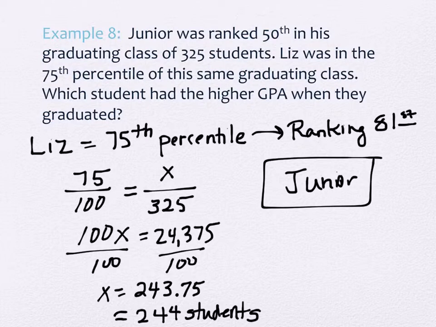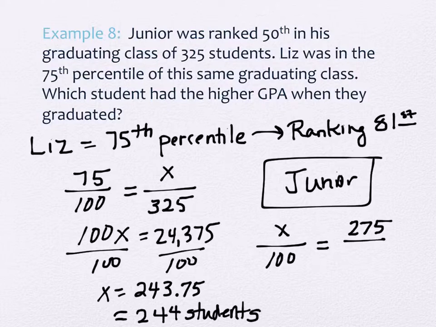We could also find out, like I said, what Junior's percentile is. If Junior is ranked 50th, then that means there are 325 minus 50, or 275, students below Junior. So we could also find, and I won't actually do the problem, x over 100 equals 275 over 325 to find his percentile. And if his percentile is higher than the 75th percentile, which we know it will be because we've already done the problem the other direction, then that would mean that Junior has a higher GPA than Liz does.